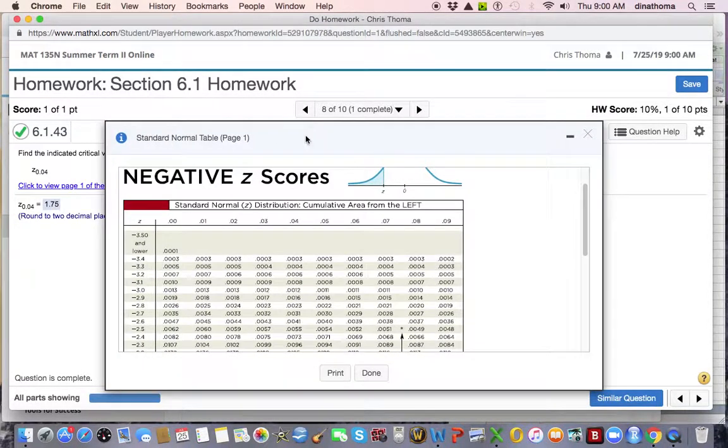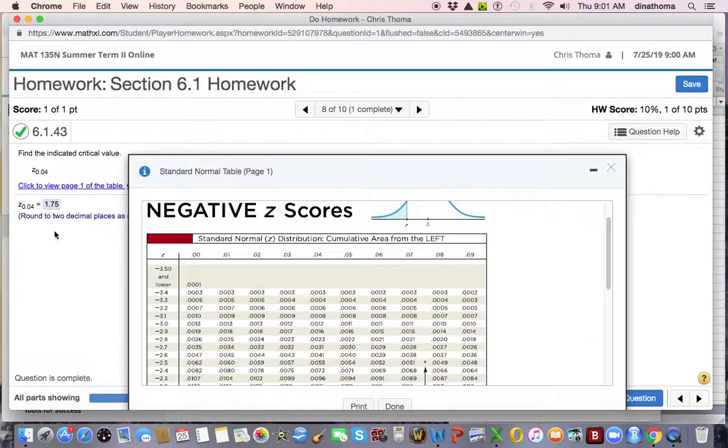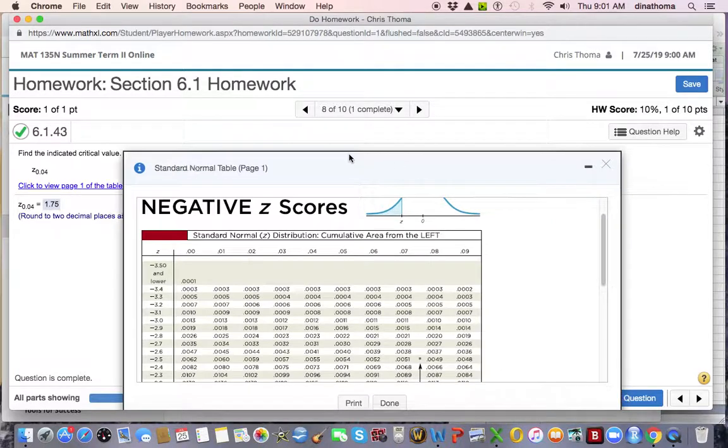Right? That's going to be really key next week when we get into confidence intervals, when we're finding critical values, because you're going to have to find critical values. So this is how you find critical values. Just remember, we want the positive side.